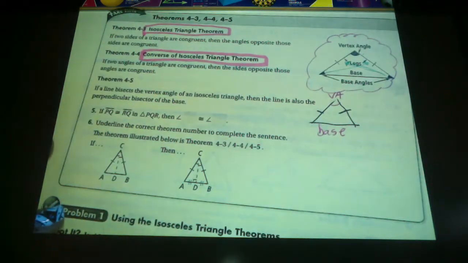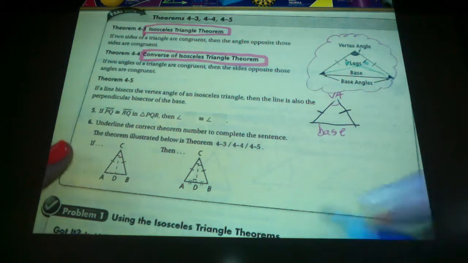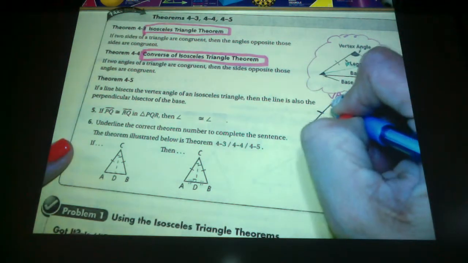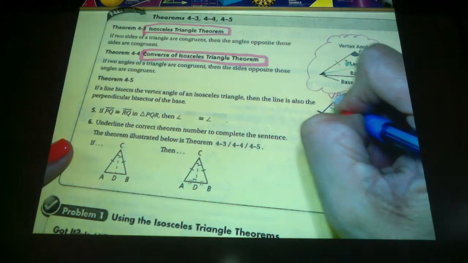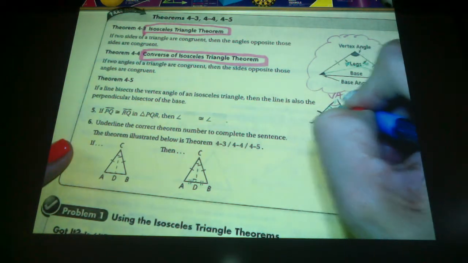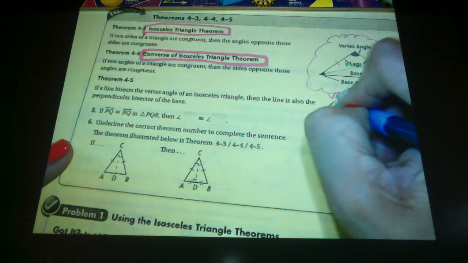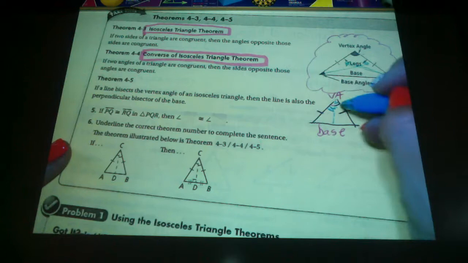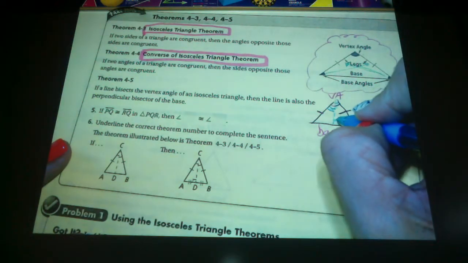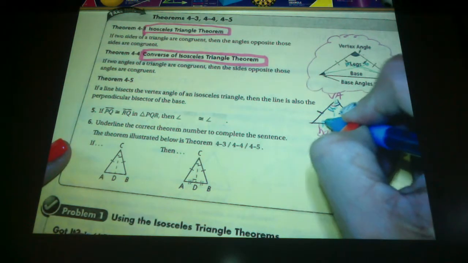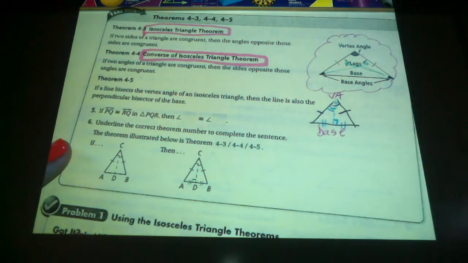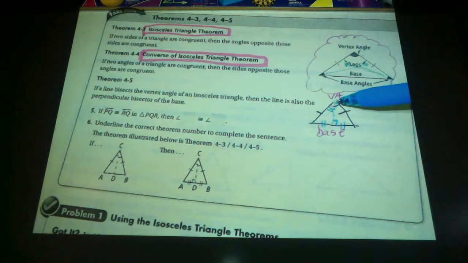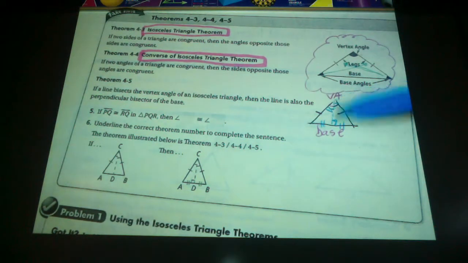And what this is saying is if I have a line that bisects this, and it creates a congruent angle here and a congruent angle here. In addition to that, this becomes a perpendicular bisector. So this is a right angle here, and these two pieces here are equal as well. So a lot of things happen with this line coming from the vertex angle and bisecting that angle.